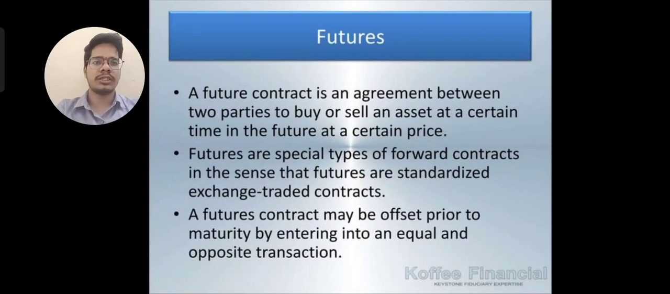A future contract is an agreement between two parties to buy or sell an asset at a certain time in the future at a certain price. Futures are a special type of forward contract in the sense that futures are standardized exchange traded contracts. A future contract may be offset prior to the maturity by entering into an equal and opposite transaction.